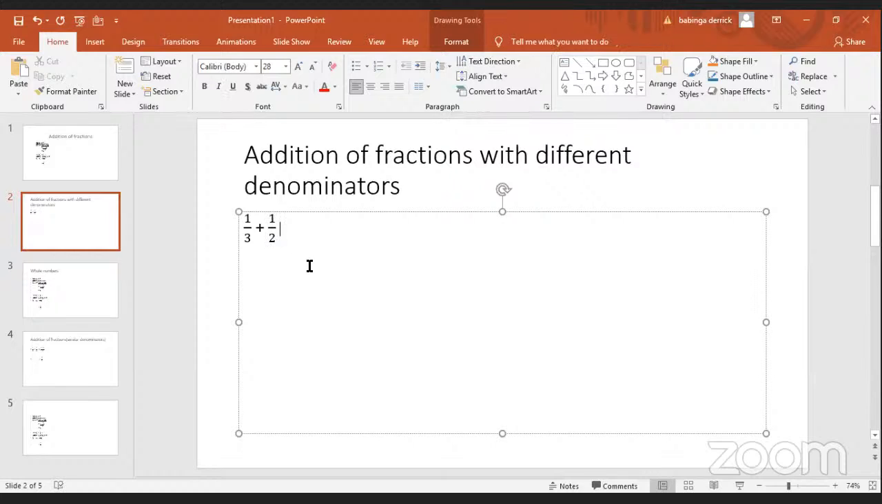Okay, Trust, can you read that one for us? A third plus a half. Good, a third plus a half. There are two ways we can work out such a number. The first one is getting the LCM, or we can term it as the LCD.